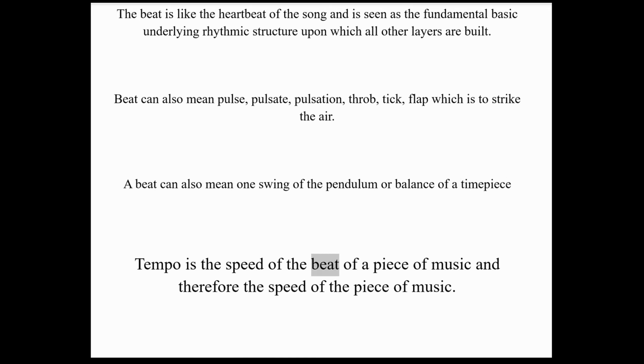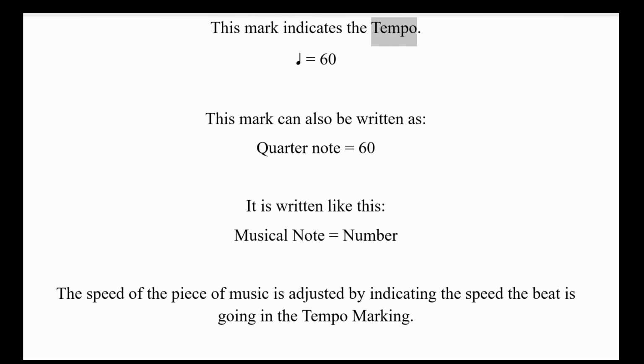Tempo is the speed of the beat of a piece of music and therefore the speed of the piece of music. This mark indicates the tempo. Equals 60. This mark can also be written as quarter note equals 60. It is written like this. Musical note equals number. The speed of the piece of music is adjusted by indicating the speed the beat is going in the tempo marking.